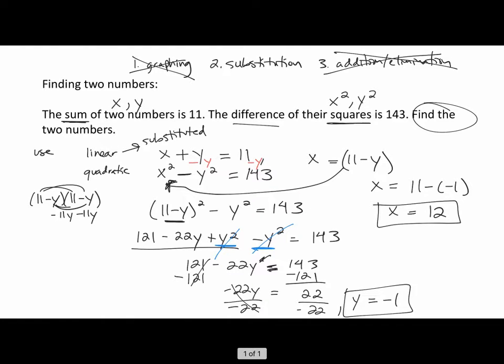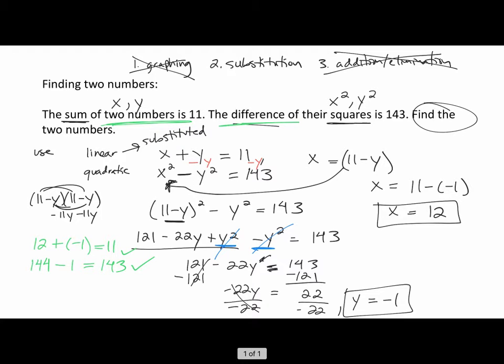Let's see if this works. So we need to check. Okay. So the sum of two numbers is 11. Let's check. The sum of 12 and negative 1 is 11. Yes. The difference of their squares, so 12 squared is 144. Negative 1 squared is 1. The difference is 143. Yes. All right, so I know I've got the right numbers.